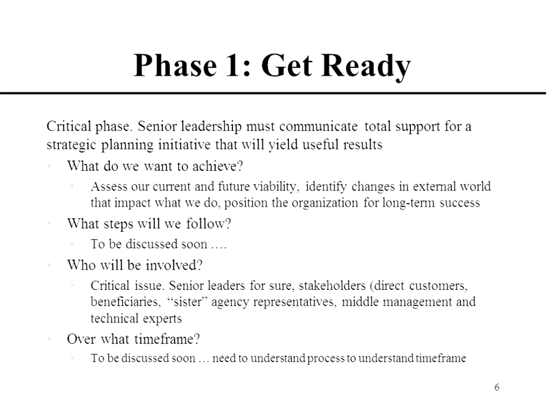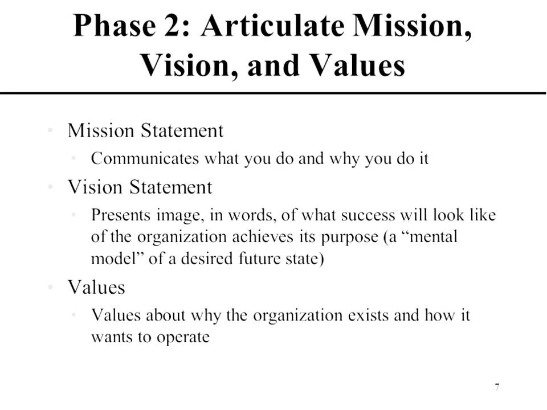Sometimes I've seen the senior leadership, the CEO or the head of the agency not participate. Other times I've seen them participate actively. So you just have to figure out who's going to be involved. The senior leadership, stakeholders, direct customers, beneficiaries, sister agency representatives, middle management, technical experts, who's going to be participating and what will be their roles in the strategic planning, development, and implementation. And over what time frame? What's our schedule for getting the strategic plan in place?